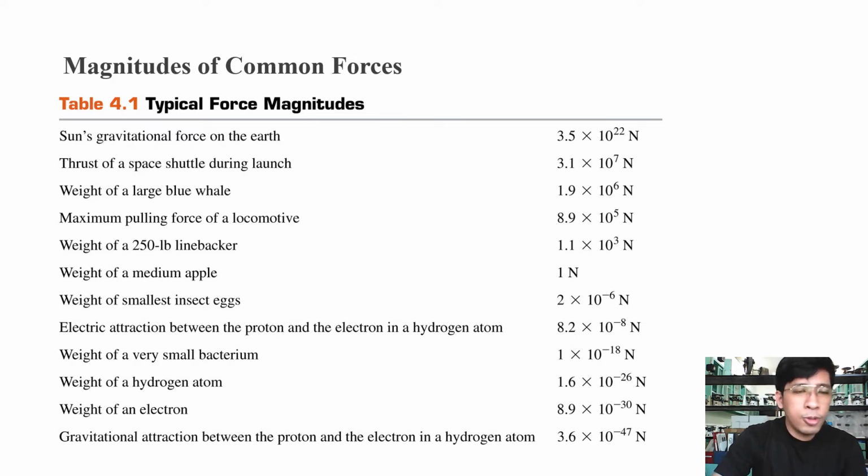Let's go to bigger bodies. For example, the weight of a large blue whale is 1.9 times 10 to the 6 Newtons. The sun's gravitational force on the earth is around 3.5 times 10 to the 22 Newtons. The weight of an electron is 8.9 times 10 to the negative 30 Newton. So these are some of the typical force magnitudes of different bodies.